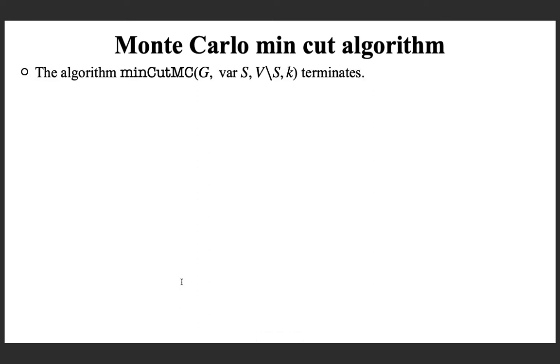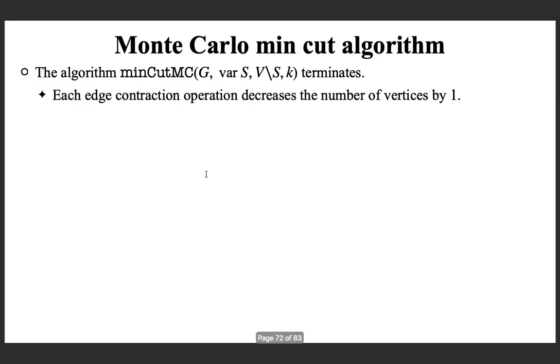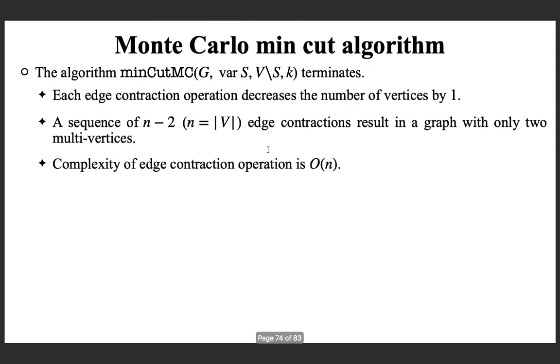So we have seen the Monte Carlo min cut algorithm, and we can prove that the algorithm terminates. That is easy to see because it will terminate exactly after n minus 2 edge contractions. Each edge contraction operation decreases the number of vertices by 1, which we know from the definition of edge contraction, and a sequence of n minus 2 contractions, where n is the cardinality of the given vertex set, results in a graph with only 2 multivertices, and hence the algorithm terminates.